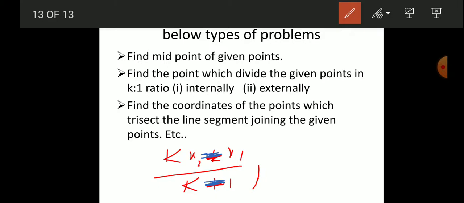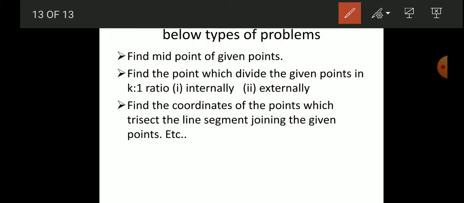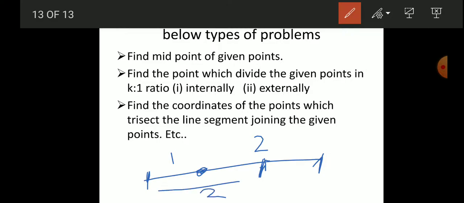Now find the coordinates of the points which trisect the line segment joining the given points. Trisect means we have a line segment, and if we take this point, then this point will be double the other, so it makes a ratio of 1:2. Similarly, if I put it like this, this much is 2 parts and this one is 1 part. So these 2 points are the points of trisection.